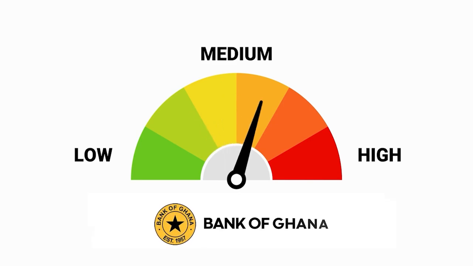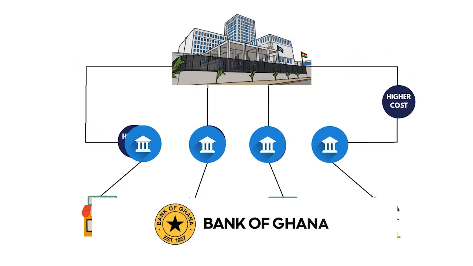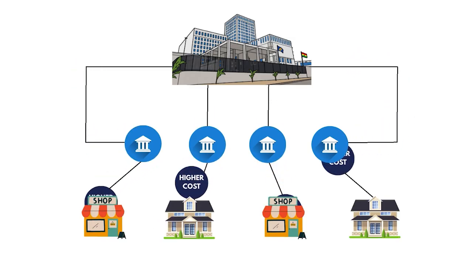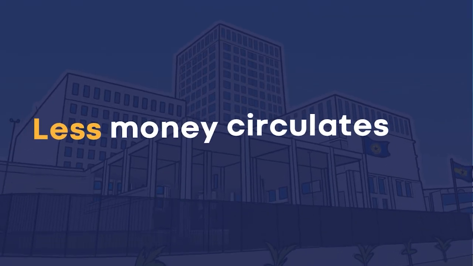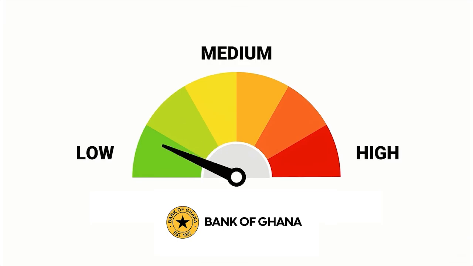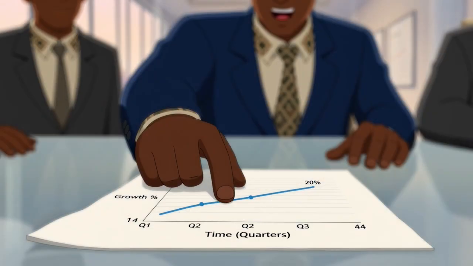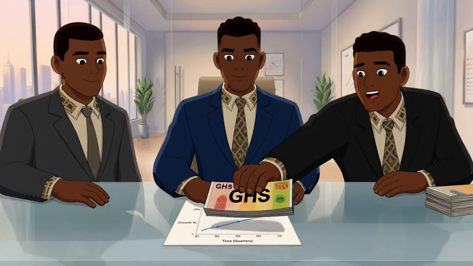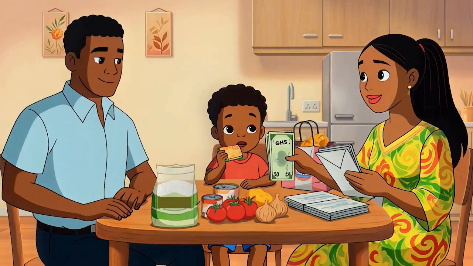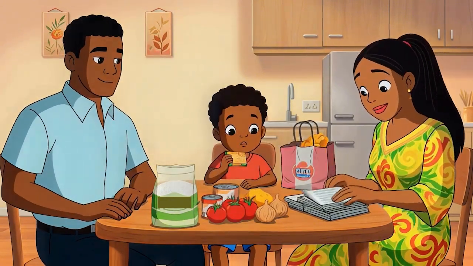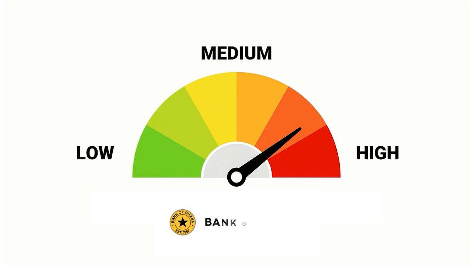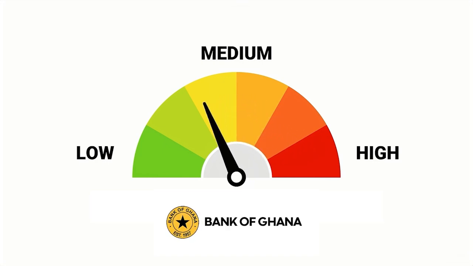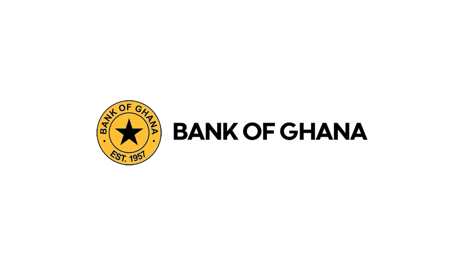When the bank raises the policy rate, banks pass that higher cost onto businesses and households. People borrow less, and less money circulates. When the bank lowers the rate, borrowing becomes more affordable. Credit flows more freely. Businesses invest. Households spend. This is how the policy rate acts as a signal, not a command, but a powerful influence on the entire system. But how does the bank decide where to set the rate?